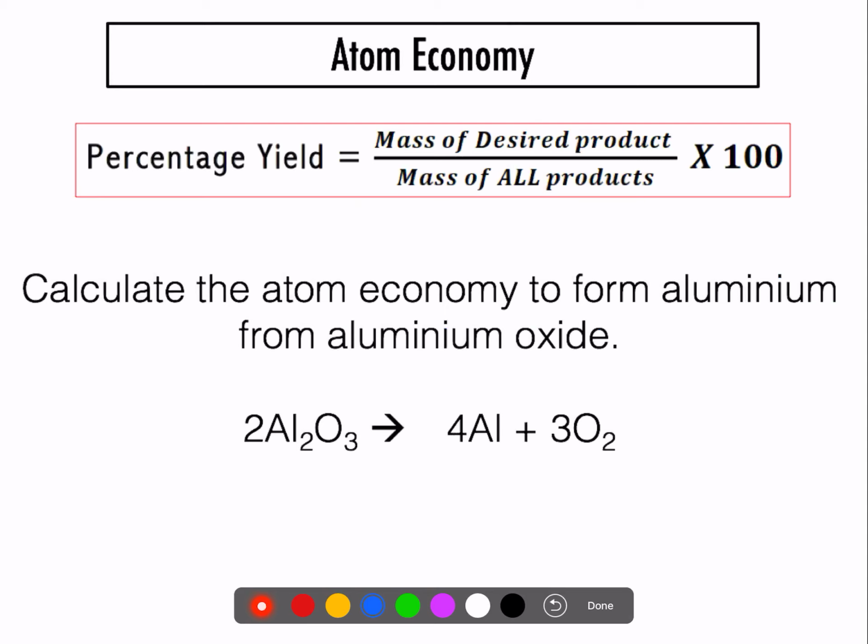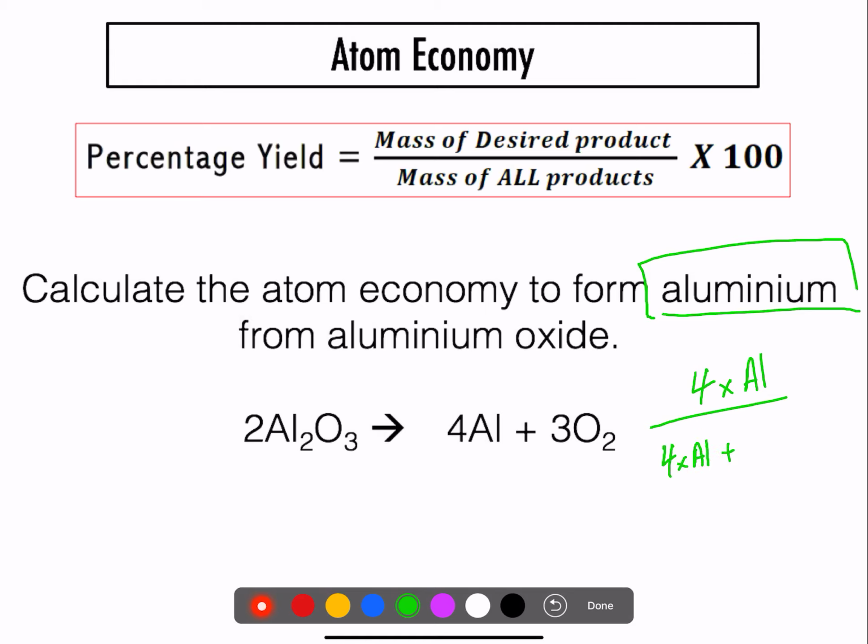Okay, atom economy. There's an important formula that you need to know. Mass of desired product over mass of all products. For example, if you have this reaction over here and you want to find out the atom economy, it says calculate the atom economy to form aluminium, which means that aluminium is your desired product. So you've got 4 times Al over 4 times Al plus you've also got 3 times 2, so you've got 6 lots of oxygen.